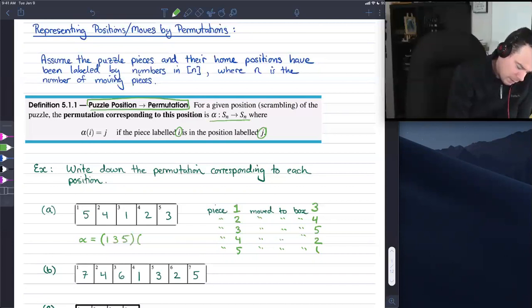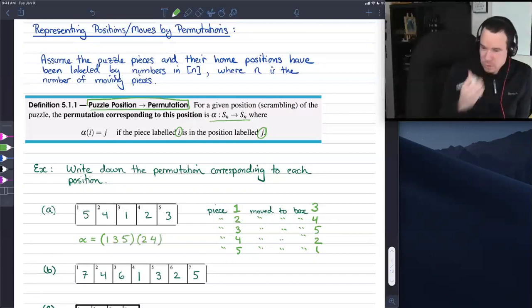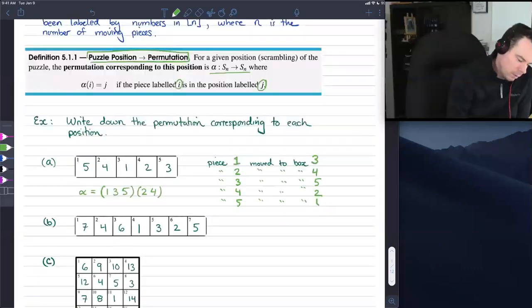And that closes that cycle. Then 2 has gone to 4, and 4 has gone to 2. So this was obtained by doing a 3 cycle on boxes 1, 3, and 5, and doing a swap on boxes 2 and 4. We can go to the next one.